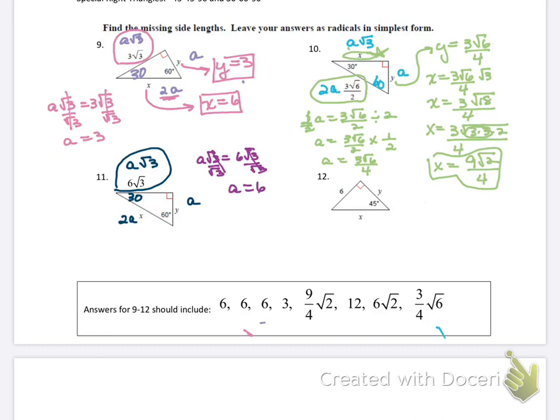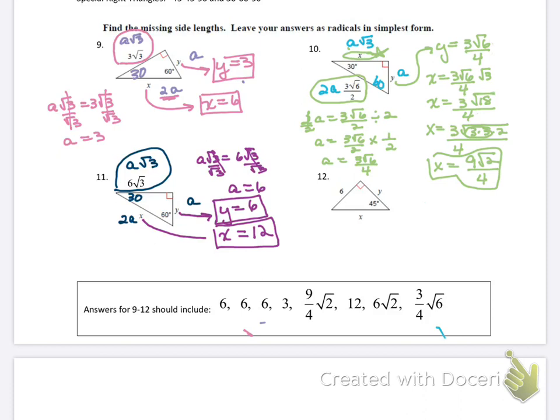So, next thing up, let's now find the letters that we need. Well, I know that Y has to equal A. Well, if I just found out that A was 6, then Y has to equal 6. Okay, what else am I looking for? I'm looking for X. Well, if X is supposed to be 2A, then 2 times 6 is 12, and I have solved for both missing values. Done.